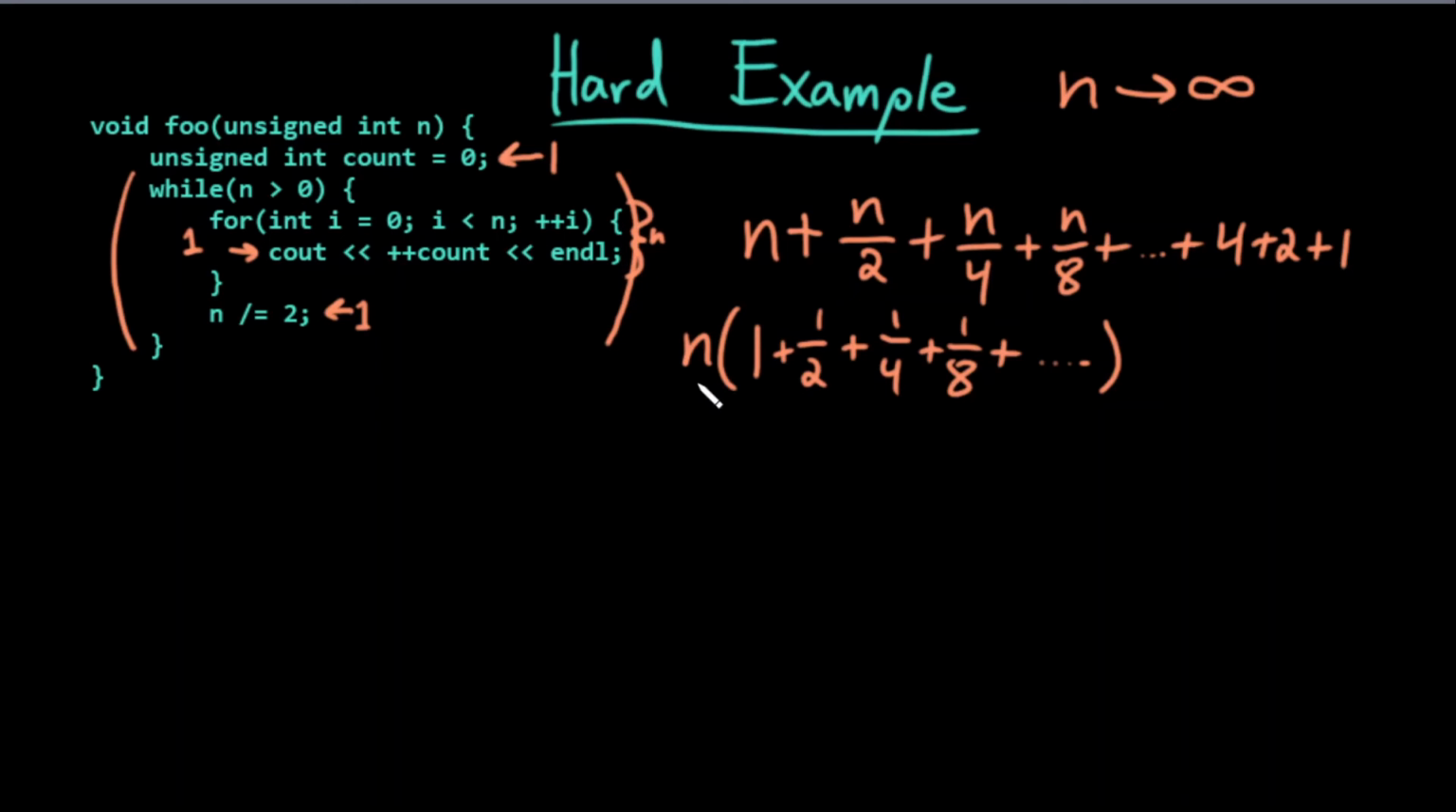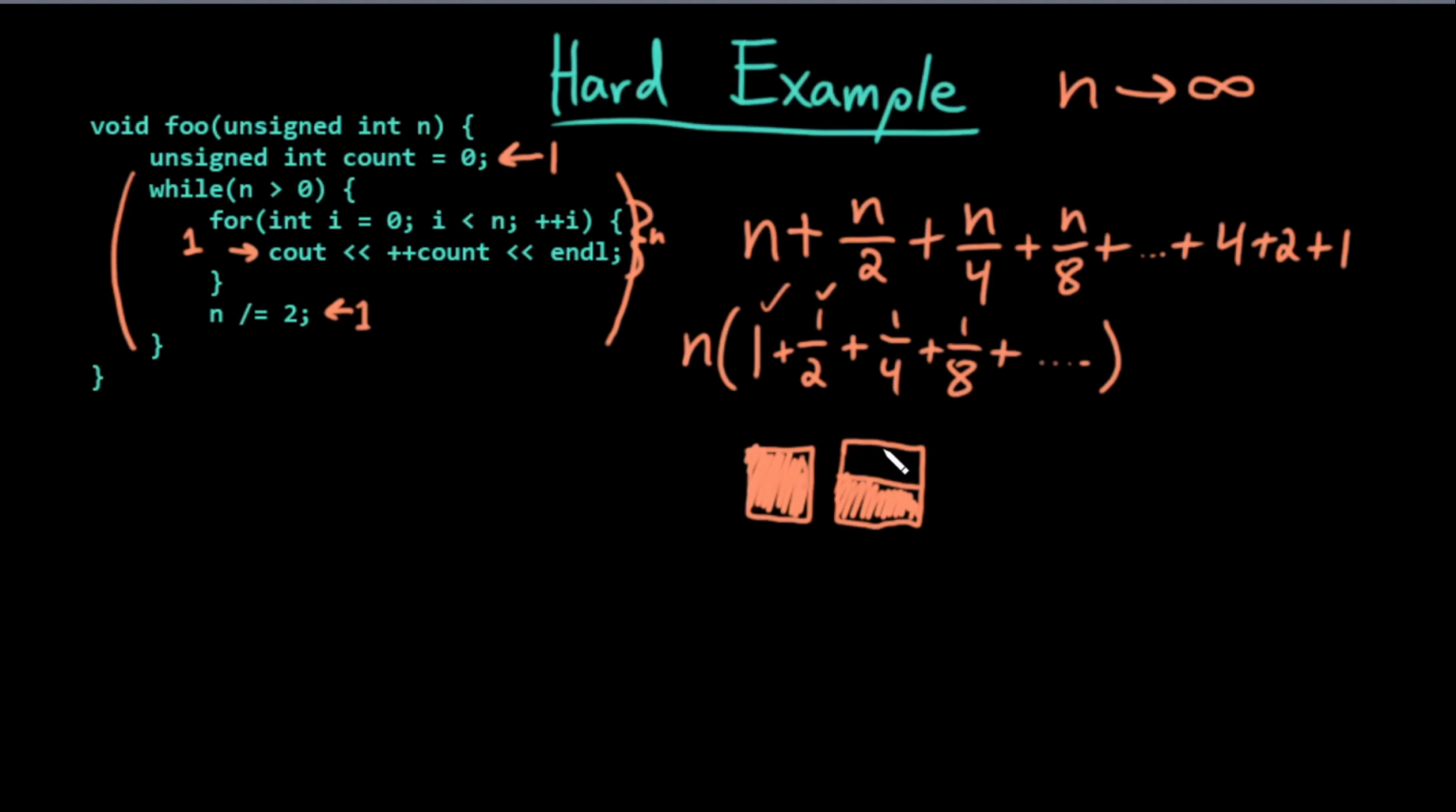Okay, so now I have n times this sum. Well, if I could figure out what this sum was, that would be pretty nice. And I have a nice trick for this specific sum, so let's take a look. So 1, let's imagine I'm filling 1 box. So 1 is filling up 1 entire box. Now 1/2, let's say I have a second box and I fill half of it.